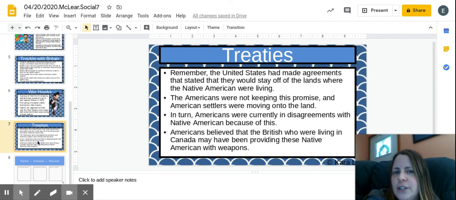So, how is that related to Britain? Well, Americans were thinking that the British who were living in Canada were providing weapons to Native Americans to defend themselves against us. It is also thought that the British were making deals with Native Americans, that if they joined forces with the British, then if they won the war, they would give them their land back.